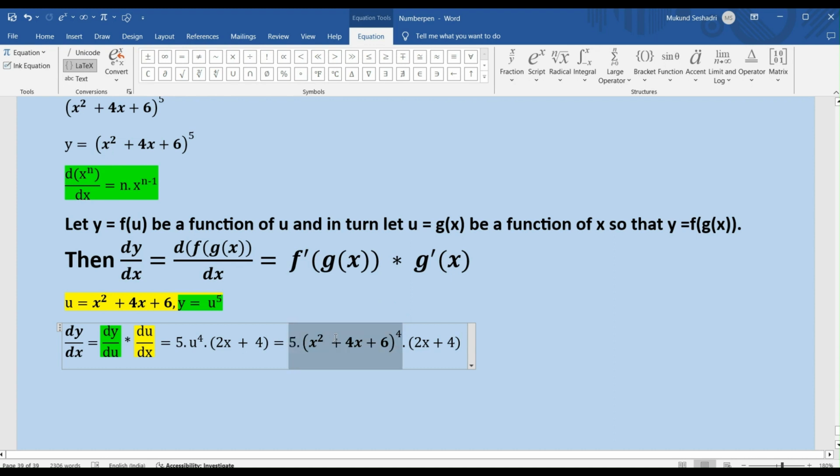That is why you end up with the derivative of y as 5 times x squared plus 4x plus 6 raised to the power 4, which is your first part, as in you differentiate the entire y with respect to the function x squared plus 4x plus 6, which is u, and then you go ahead and differentiate the u, which is 2x plus 4. And that's how you arrive at the final answer.